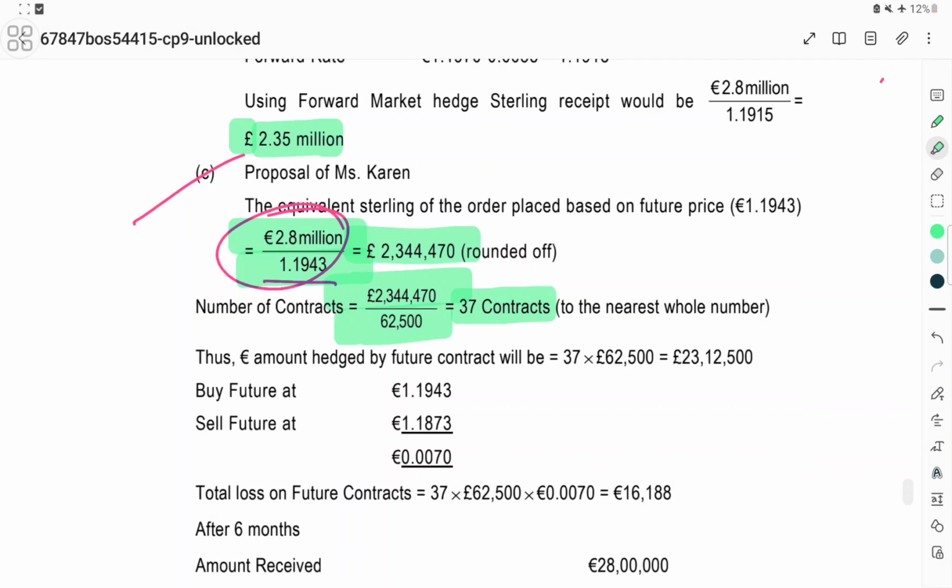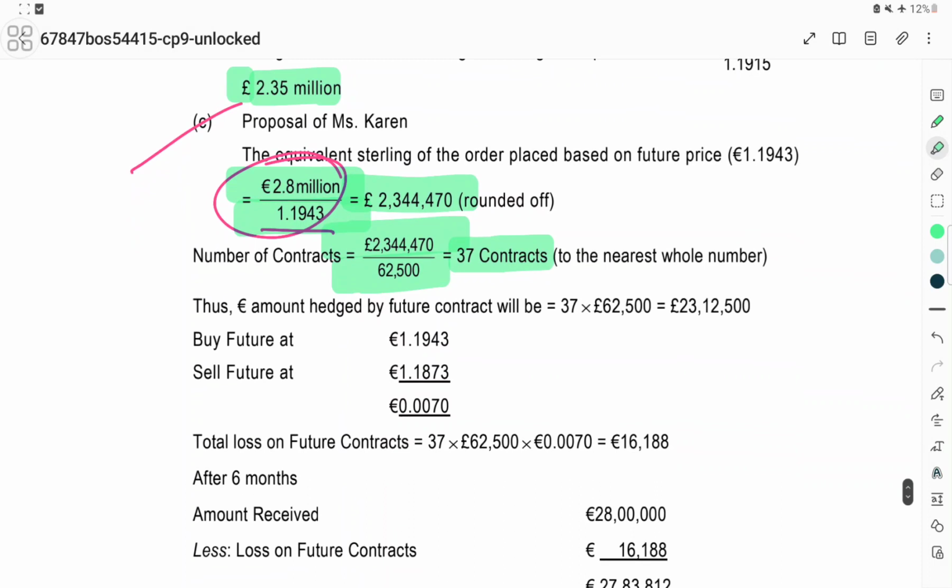So if you notice, I will not be able to hedge the entire amount of 23,44,470 pounds. Then what happens further? The amount hedged by the future contract will be 37 contracts into one contract lot size of £62,500. So the amount that I'll be able to hedge is only this much, £23,12,500, and not the entire 23,44,000. Only 23,12,500 pounds.